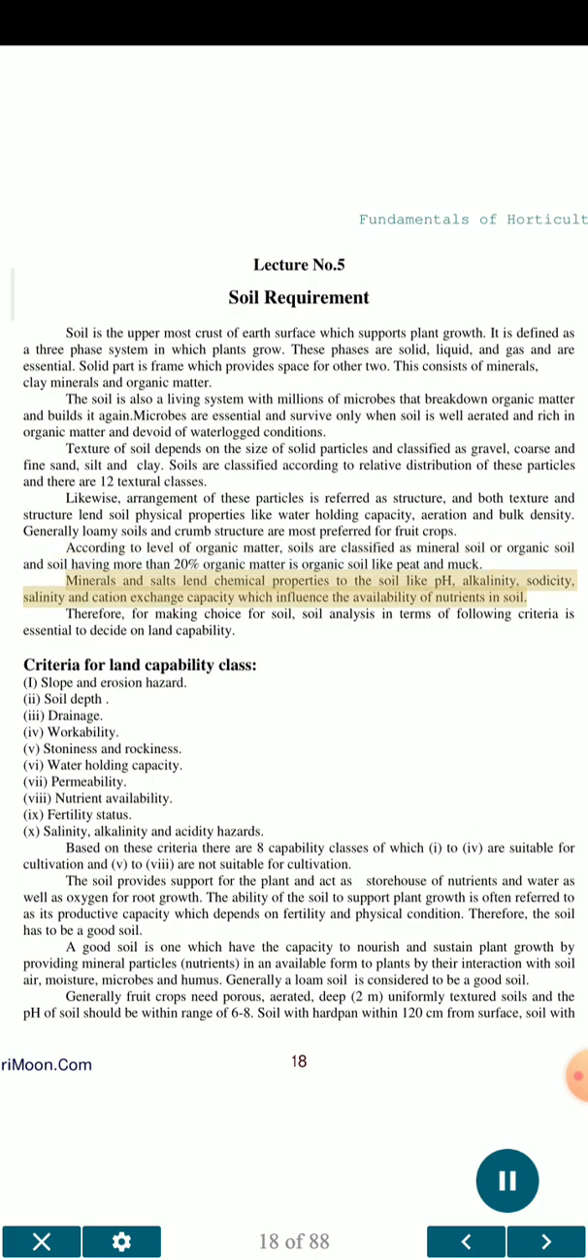Minerals and salts lend chemical properties to the soil like pH, alkalinity, sodicity, salinity and cation exchange capacity, which influence the availability of nutrients in soil. Therefore, for making a choice, soil analysis in terms of the following criteria is essential to decide on land capability.